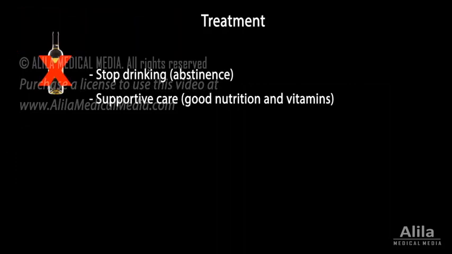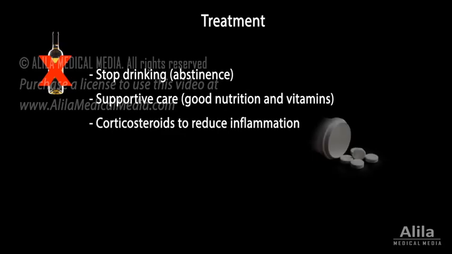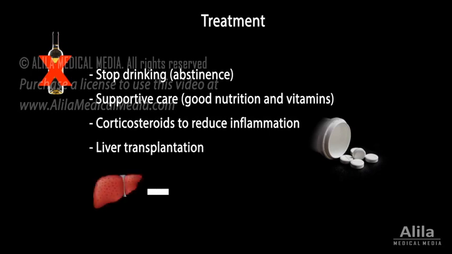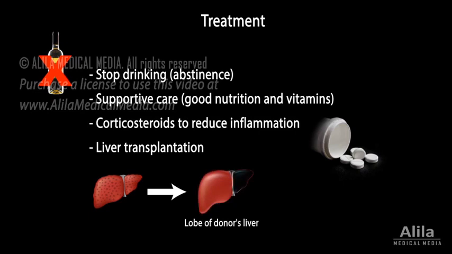Supportive care includes good nutrition and vitamin supplements. Corticosteroids may be used to reduce inflammation, but their effectiveness is still debatable. Liver transplantation may be considered for abstinent patients with severe liver damage.